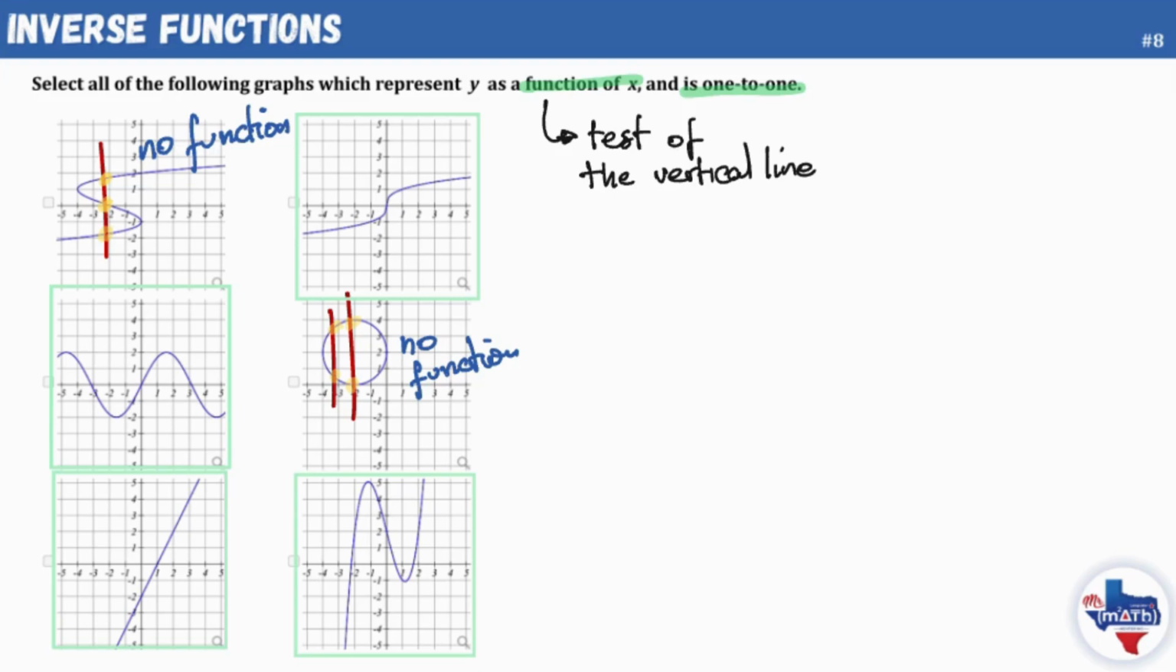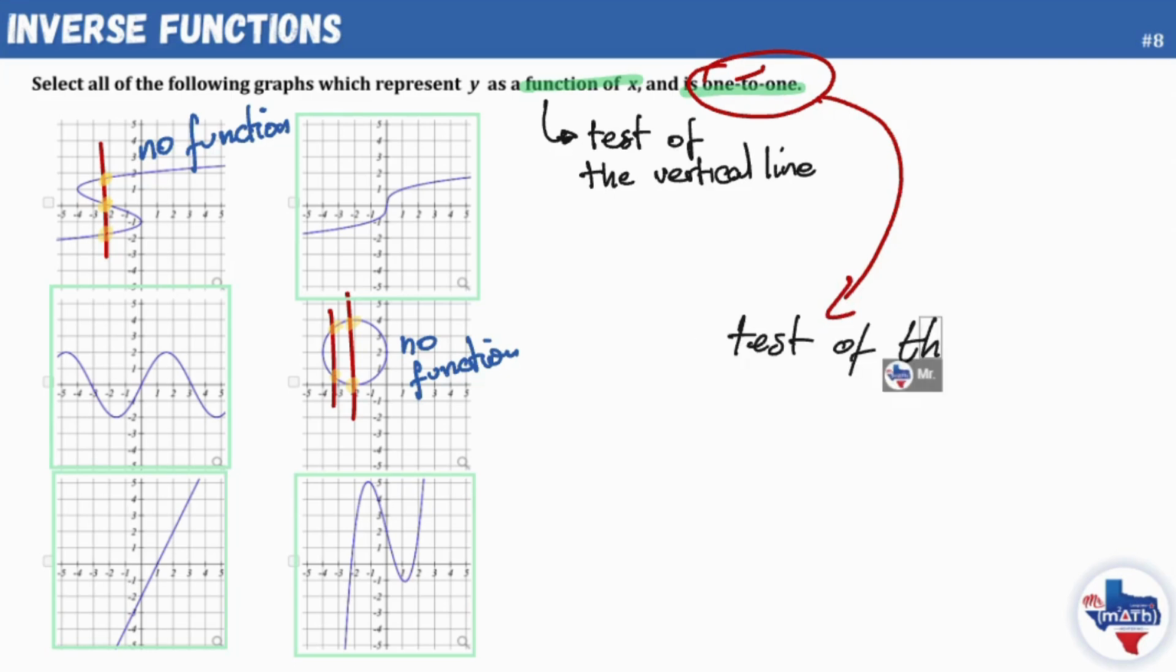Now, in order to know if these functions are actually 1 to 1, we're going to use something that is called the test of the horizontal line. With the test of the horizontal line, we need to draw a horizontal line, and if it cuts only in 1 point, then we know that it is a 1-to-1 function.